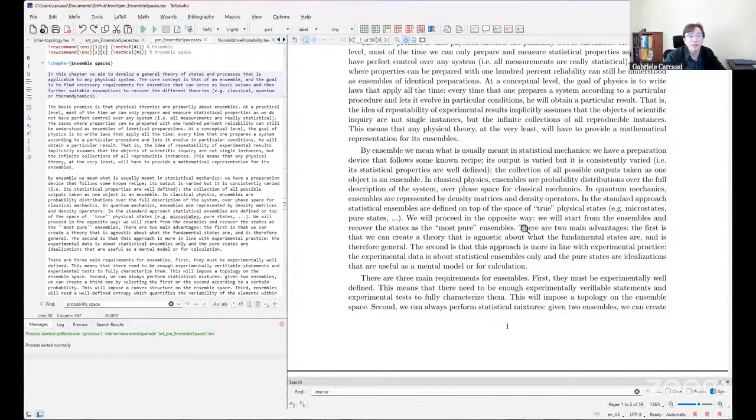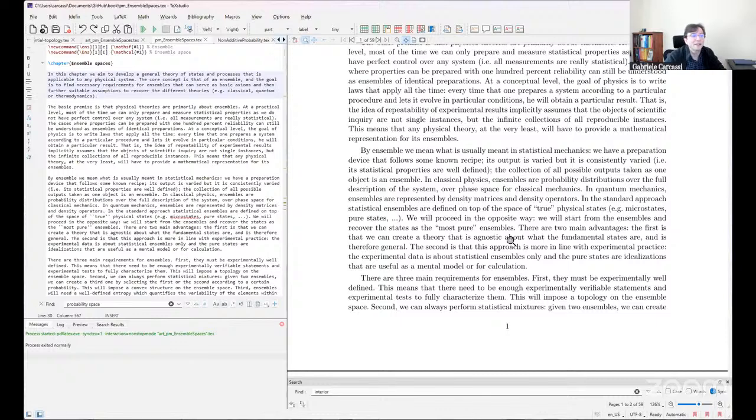We will proceed in the opposite way. We will start from the ensembles and recover the space of the most pure ensembles. And these are going to be the microstates in classical mechanics and the pure states in quantum mechanics. There are two main advantages. The first is that we can create a theory that is agnostic about what the fundamental states are, and is therefore general. The second is that this approach is more in line with experimental practice.